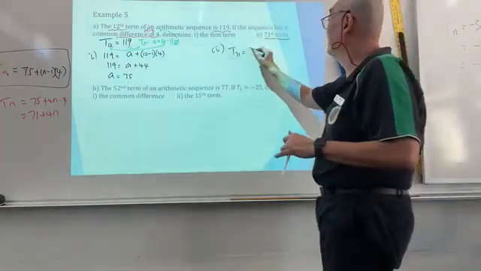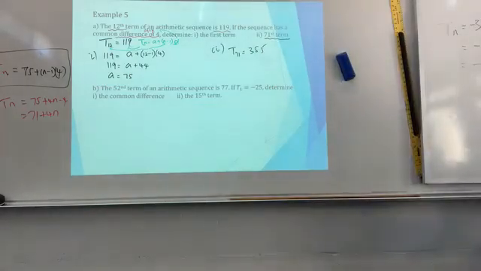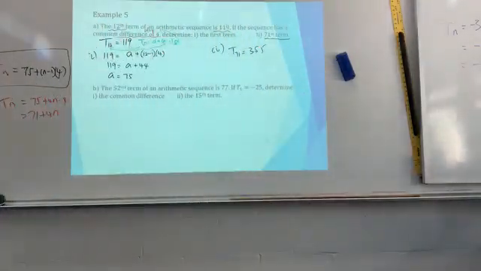All right, the next one. Can you try that, please? The 52nd term of an arithmetic sequence is 77. If T1 is minus 25, determine the common difference and then the 15th term. All right, try that, please. You now know T52. You know n is 52. You know a, but you don't know what d is.